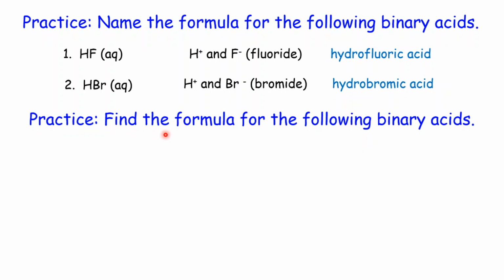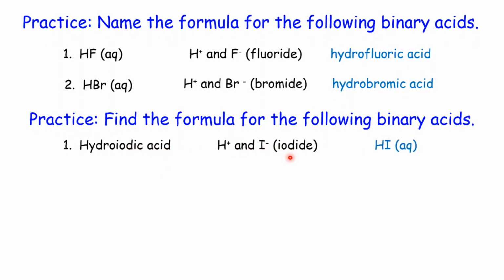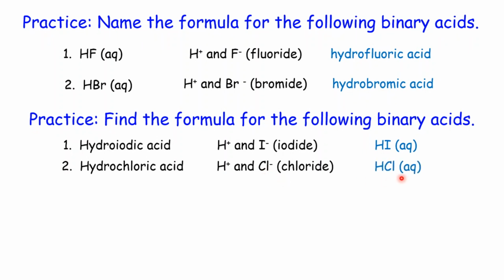And now, let's find the formula from the following binary acids, which means let's go from names to formula. Hydroiodic acid. Identify the ions. Hydrogen and iodide. So therefore, that should be just HI AQ. Hydrochloric acid, hydrogen and chloride. So therefore, it should be just HCl AQ.